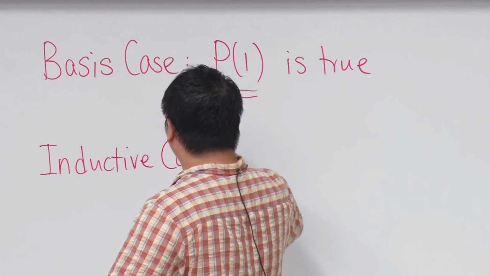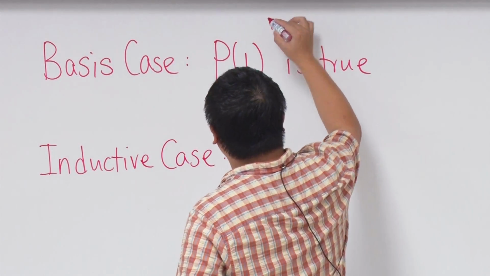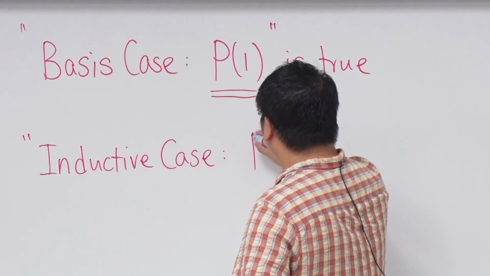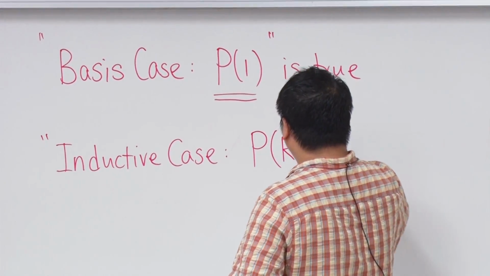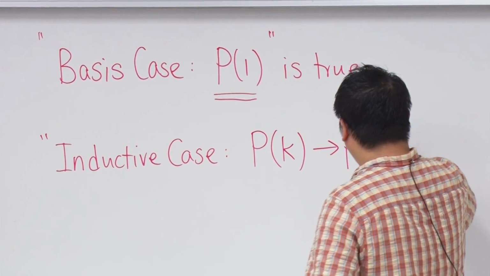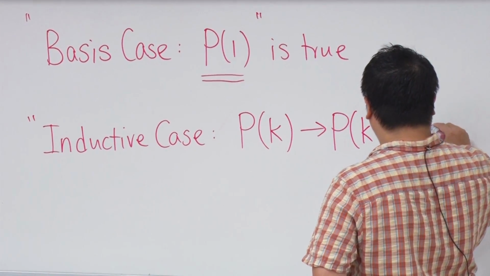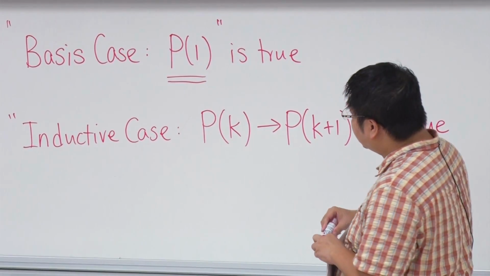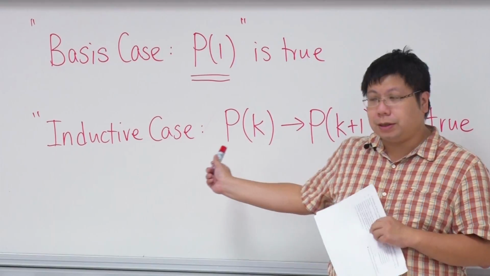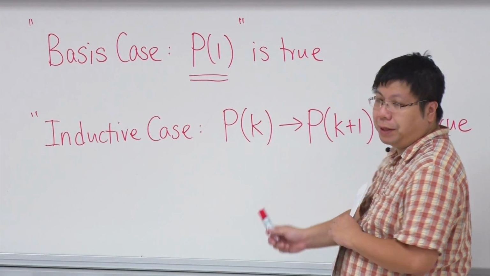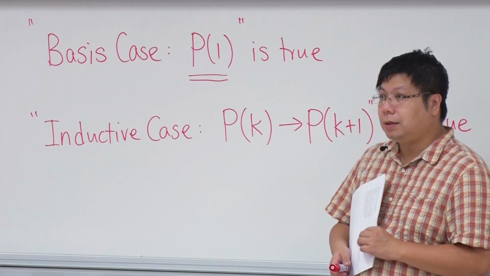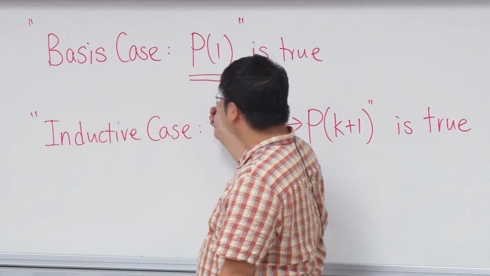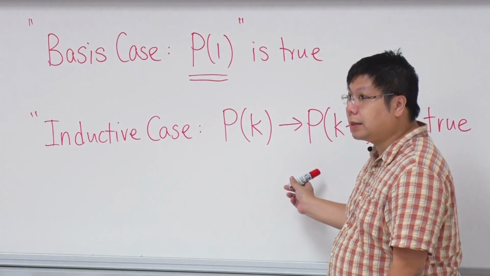So what is an inductive case? We want to show that the basis case is true, and we also want to show the inductive case. The inductive case is something like Pk implies Pk plus 1. The inductive case says, if we assume that Pk is already true, then Pk plus 1 will be true. Okay? So the target for mathematical induction is to show just these two cases, the basis case and the inductive case, are true.